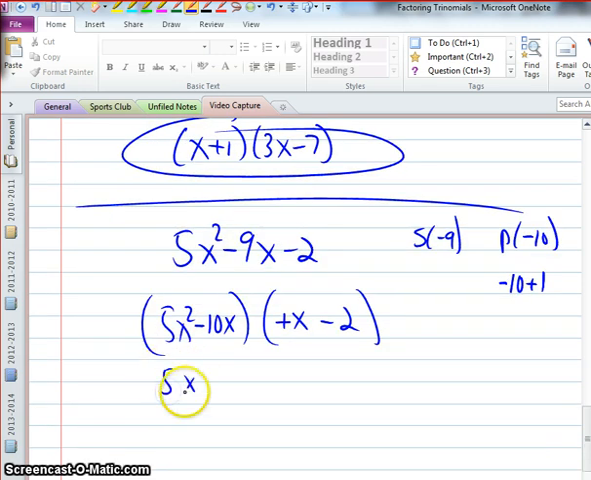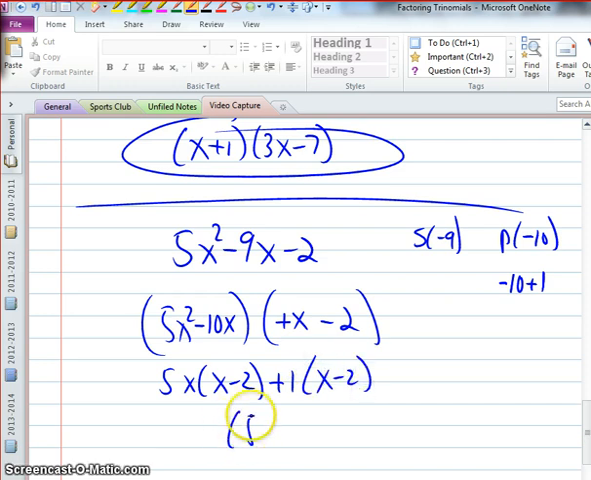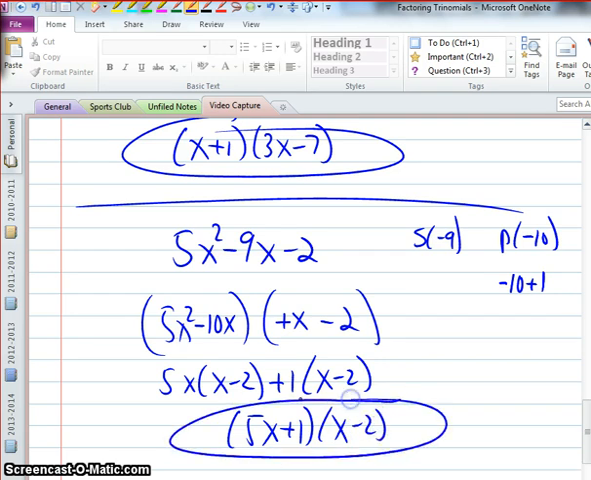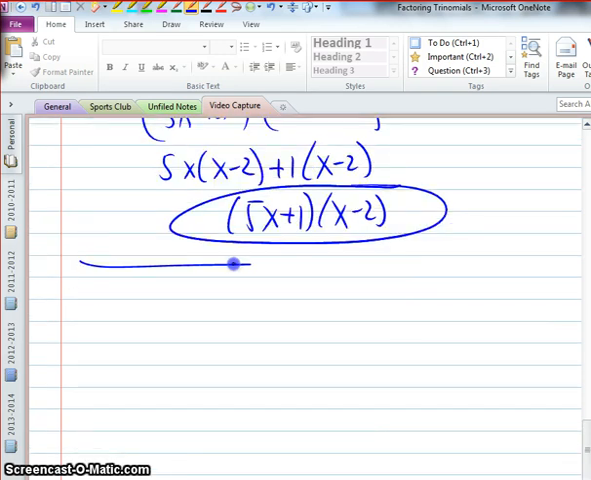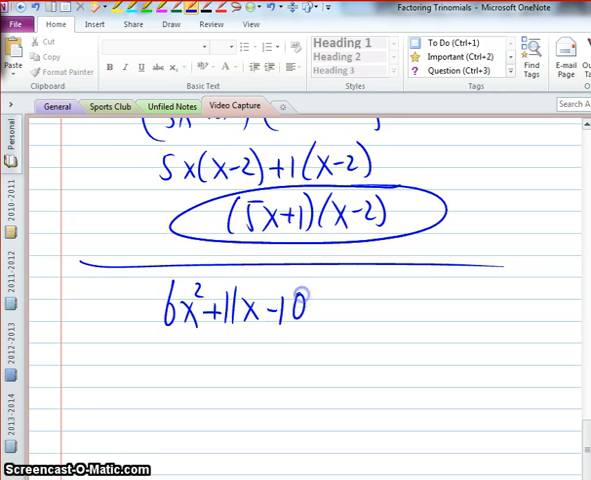So if we take out a 5x here, we'll be left with x minus 2. And same case as the previous one, if there's no GCF here, we can always factor out a 1, and we wind up with 5x plus 1 times x minus 2. One more. Last one. 6x squared plus 11x minus 10.